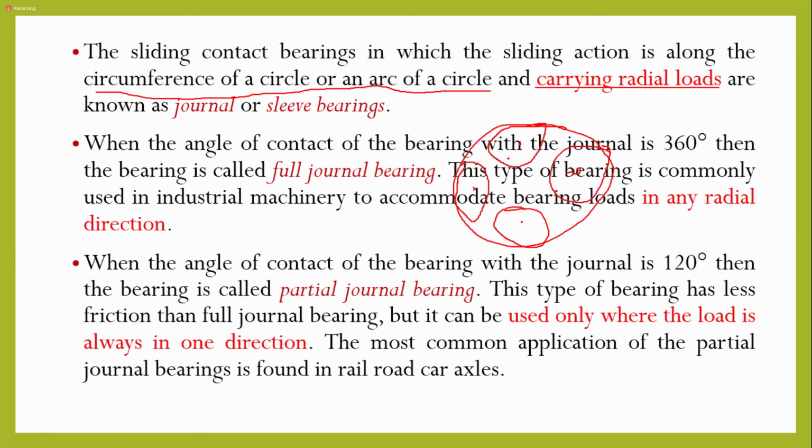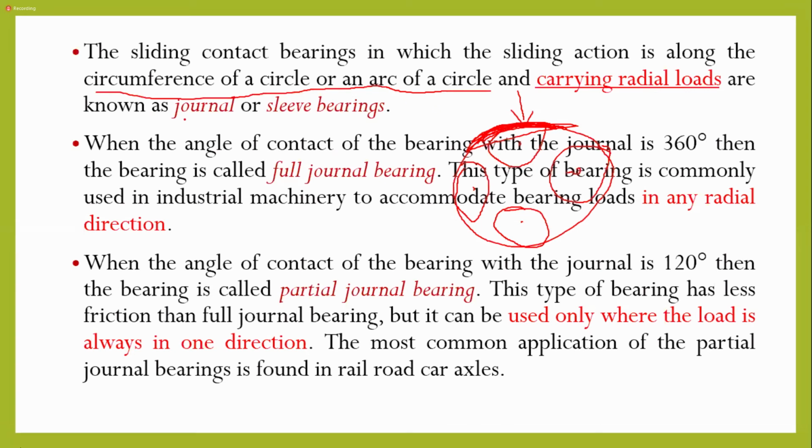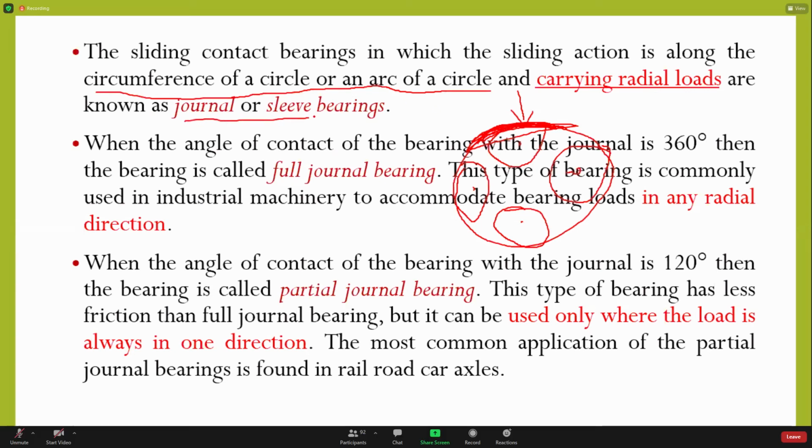And this will slide along the circumference surface of the outer ring or the bearing, carrying radial loads. These are only for carrying the radial loads, and these are known as the journal or sleeve bearings.